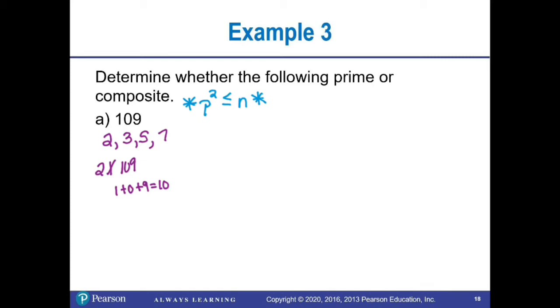3 does not divide the sum of the digits, 10 here, so 3 does not divide our number. Our test for 5 is we look at the last digit. Is it a 5 or 0? No, so 5 does not divide our number.